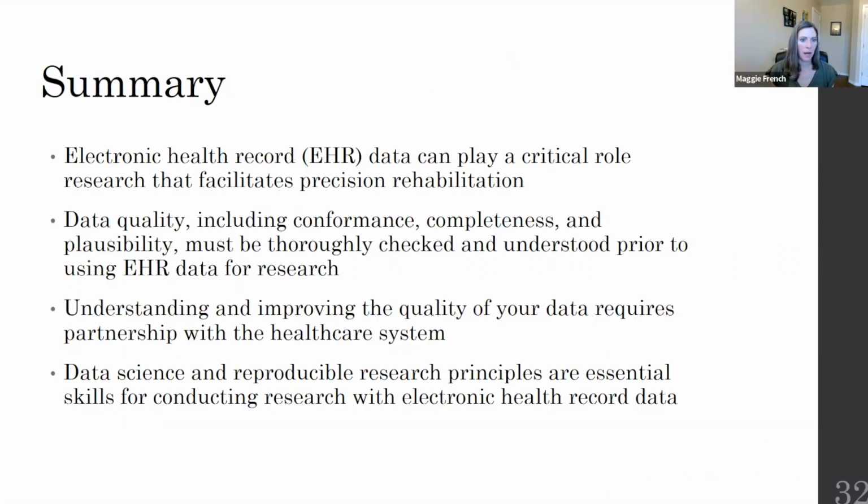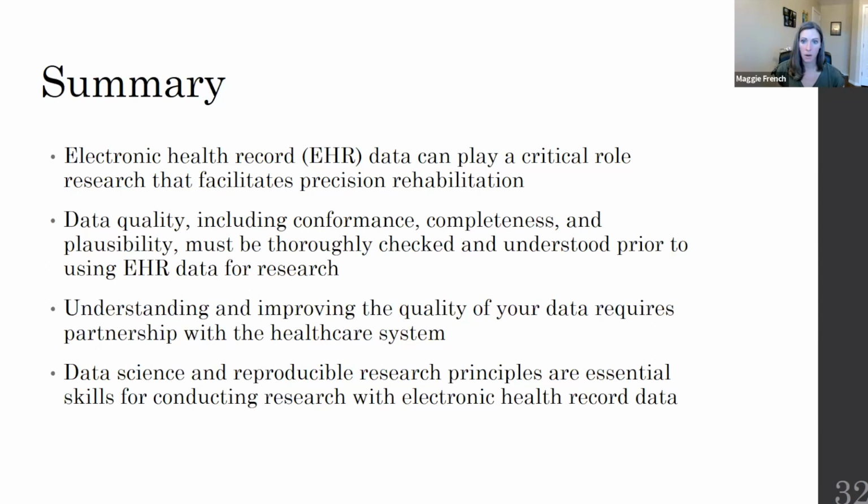So in summary, electronic health records have a lot of potential for helping us conduct impactful research. I'm particularly interested in it as it pertains to precision rehabilitation. Data quality needs to be assessed for conformance, completeness, and plausibility. And we have to understand what's going on within our healthcare systems and within the world for us to accurately understand the quality of our data. Lastly, data science and reproducibility research principles are essential for conducting the research with electronic health records, and in particular for screening our data for data quality.